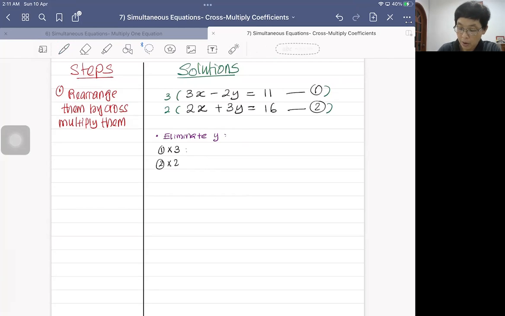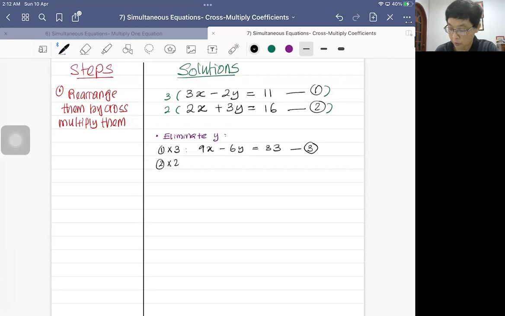Now you're just going to multiply, just like how you do for expanding your brackets. By doing that, this is what we get. Multiplying by 3, we get 9x minus 6y equals 33. And because equation 1 has been rearranged, I want to give a new name to it: 3.